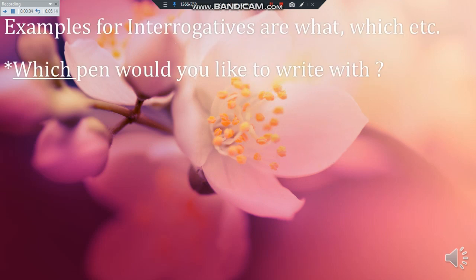Examples for interrogatives are what, which, etc. You often ask questions and we use which and what also. So here, which pen would you like to write with? So which is what? Interrogative determiner.